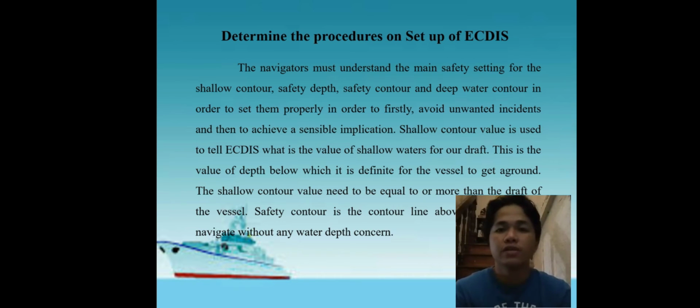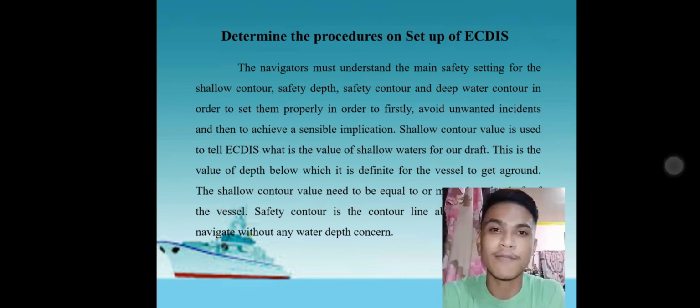Shallow contour value is used to tell ECDIS what the value of shallow waters is for our draft. This is the value of depth below which it is definite for the vessel to get aground. The shallow contour value needs to be equal to or more than the draft of the vessel. Safety contour is the contour line above which we can navigate without any water depth concern. Thank you.